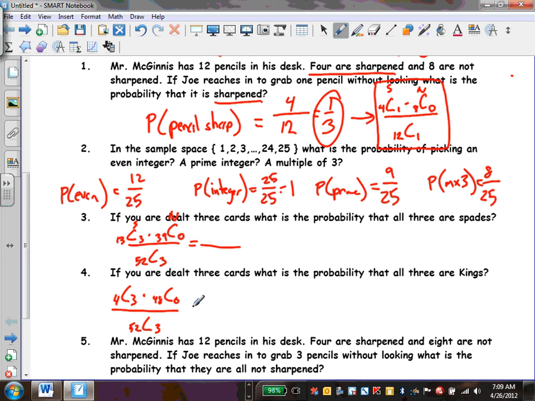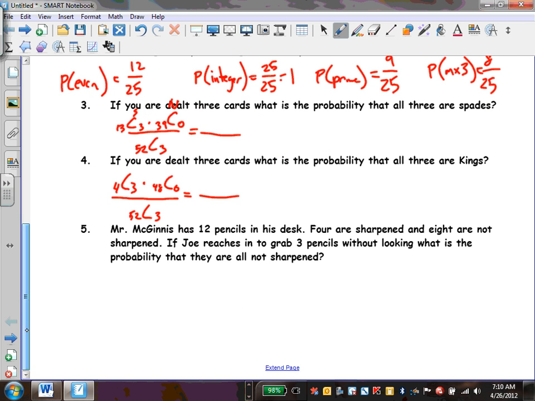Now again, notice on both these problems here, the front numbers add up to the front number and the back numbers add up to the back number. So that accounts for all possibilities in the sample space, and then 3 accounts for all successful possibilities. Same thing down here. 4 and 48 make 52. 3 and 0 make 3. So I have accounted for everything.